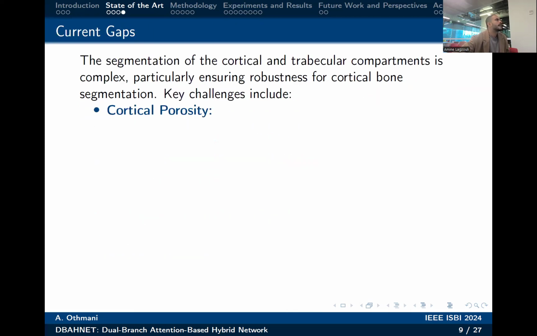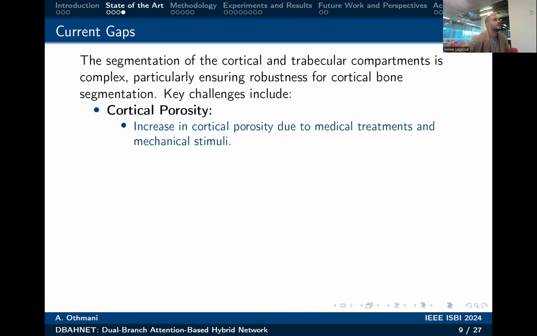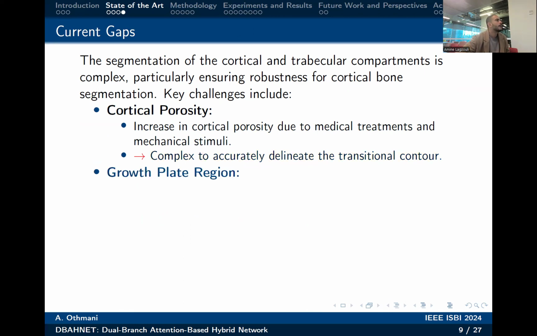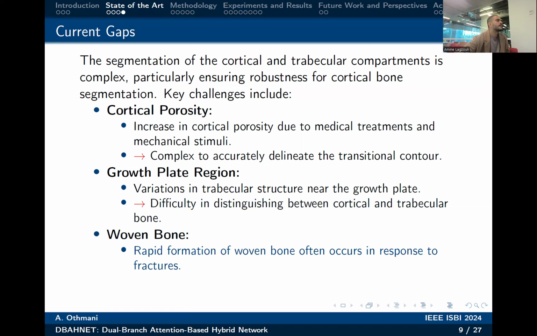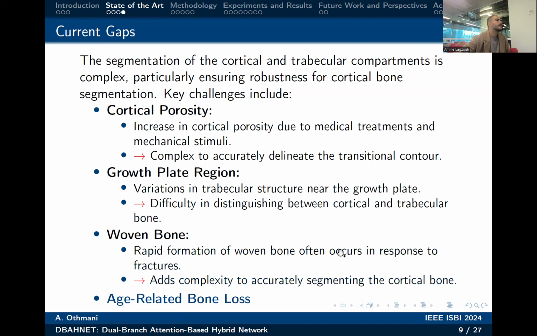So the current gaps and limitations of the segmentation: the first one is the cortical porosity, which is often increased due to medical treatments and mechanical stimuli, which makes it hard to delineate the transitional zone between cortical and trabecular bone. We also have the growth plate region, where it's very hard to distinguish between the cortical and trabecular bone. We also have woven bone in some cases, where it's in response to fractures. And finally, age-related bone loss recordings.